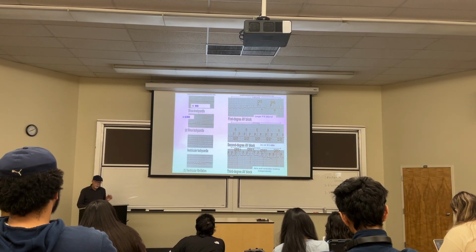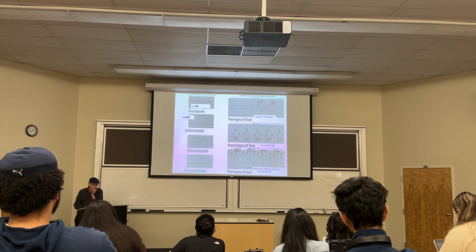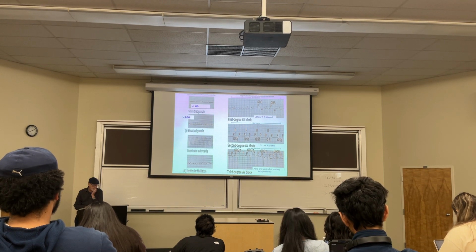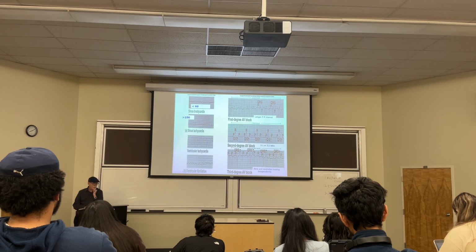This shows it another way. First degree block, your PR interval is lengthened. Second degree block, you're getting 2 or 3 P waves per R wave. Third degree block, the atria and the ventricles are beating independently of each other. They're not sequenced anymore at all.